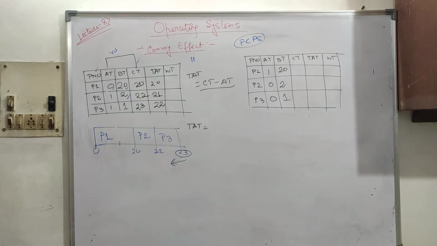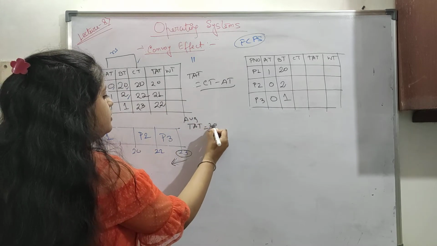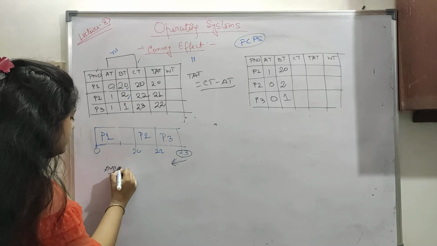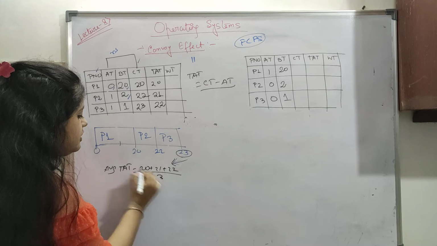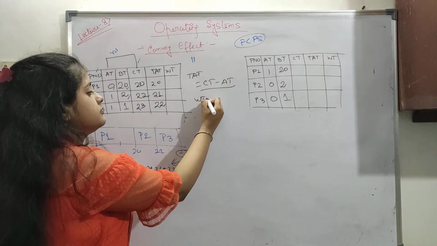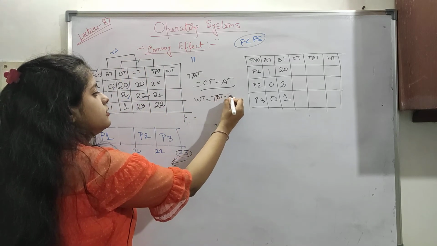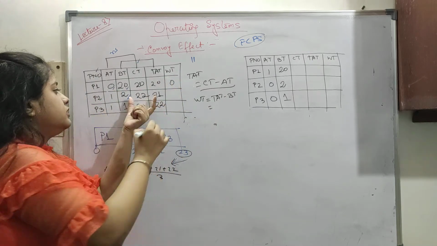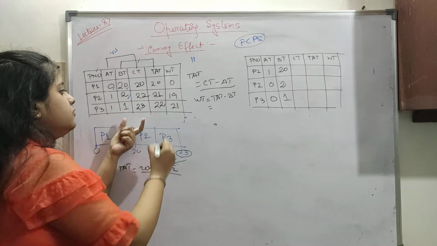Now you can find out average TAT. Let me write it down here. Average TAT is 20 plus 21 plus 22 divided by 3, whatever is the answer. Now waiting time. Waiting time means TAT minus BT. So here 20 minus 20 is 0, 21 minus 2 is 19, 22 minus 1 is 21.